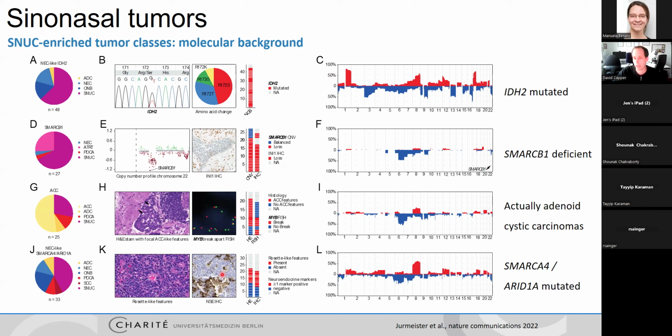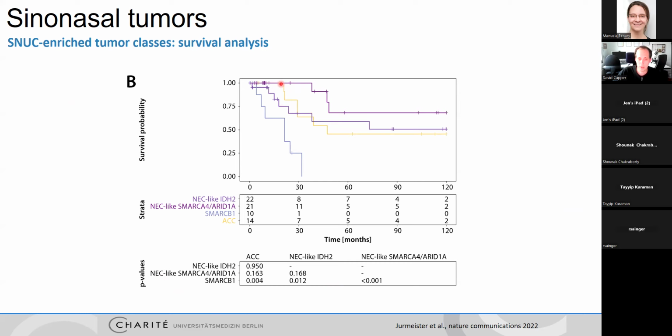And also from a clinical perspective, this seems to be of relevance. It is clear that the clinical course of these tumors is quite different, although one has to say that this is retrospective data from many different centers. So this is definitely just the start of looking at these cases. But even here, it's quite clear that the tumors with this possibly neuroendocrine type, which we call NEC-like, so neuroendocrine-like tumors, and are enriched for SMARCA4, have a relatively favorable prognosis, whereas other tumors, in particular the SMARCB1 tumors, have a much worse prognosis or outcome.